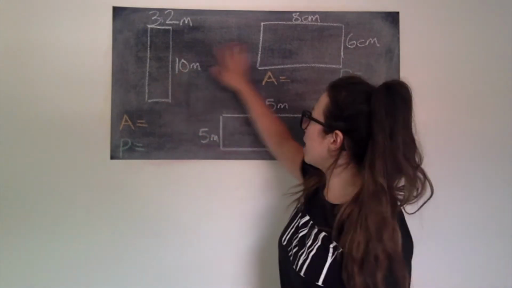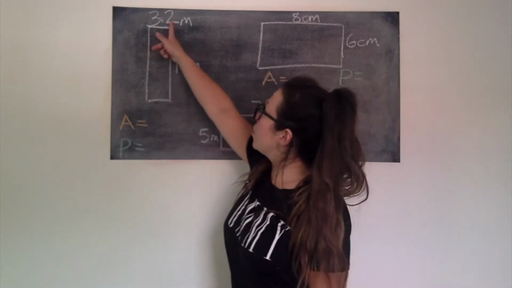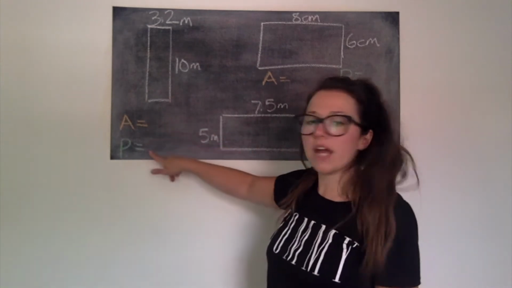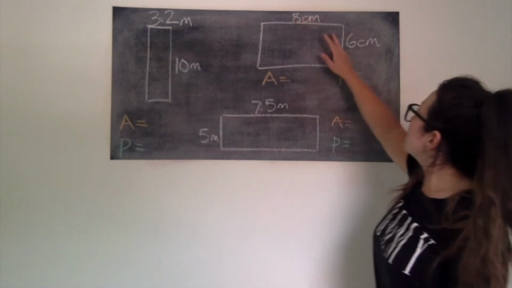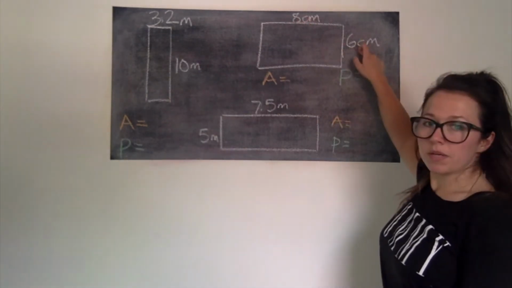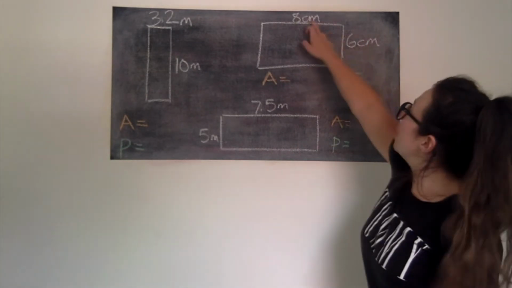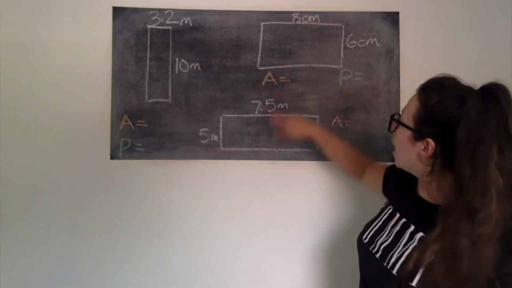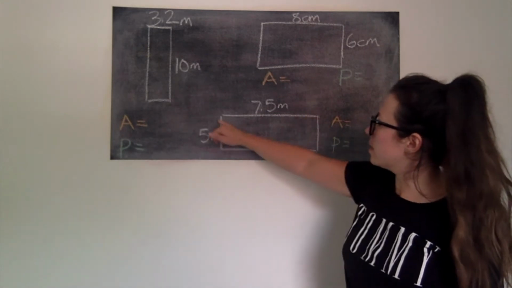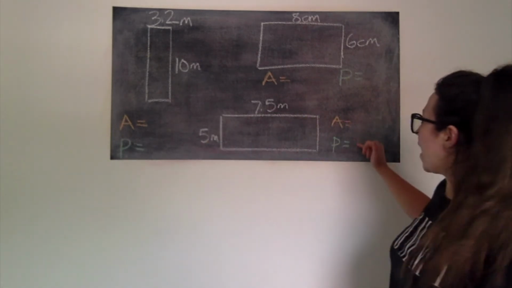So we've got 3 rectangles that I've got on the board: 3.2 metres by 10 metres, find the area and the perimeter. 8 centimetres by 6 centimetres, area and perimeter. Again, make note of the unit of measure. And then the last one, 7.5 metres and 5 metres. So find the area and the perimeter.